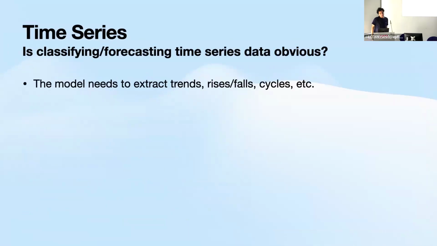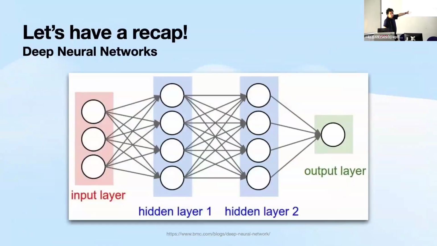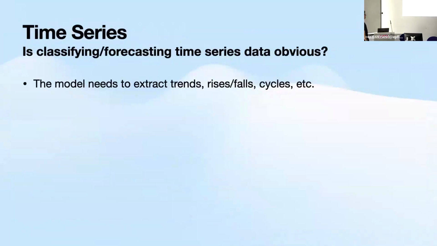Good. So is classifying or forecasting time series data obvious? You can say that, yeah, it's obvious because we can just give each time series to one of the inputs, feature one, feature two, and then let the model do its task. But in reality, we should somehow intuitively help the model in this process. Like with images, where we had to help the model by doing the convolutional stuff, here we also need to help the model to more easily extract trends, extract cycles, rises and falls, and all of that.